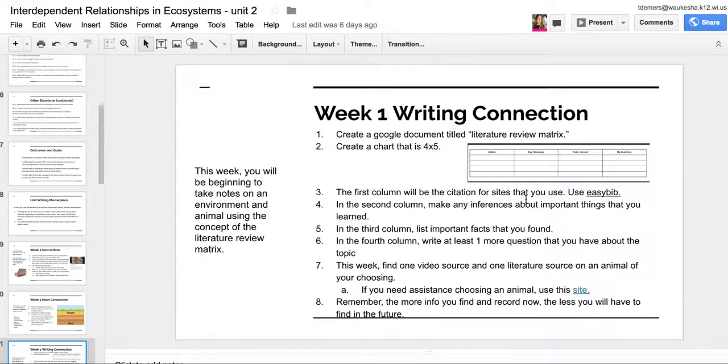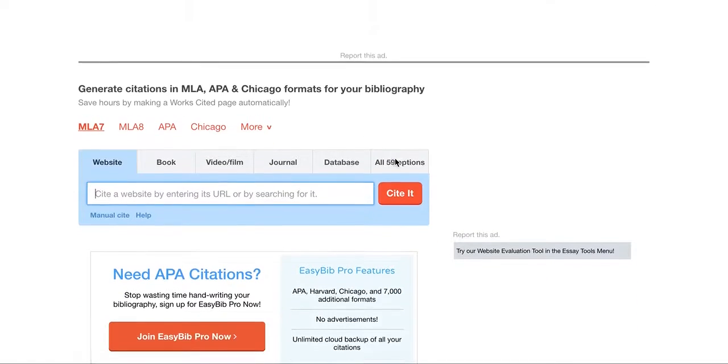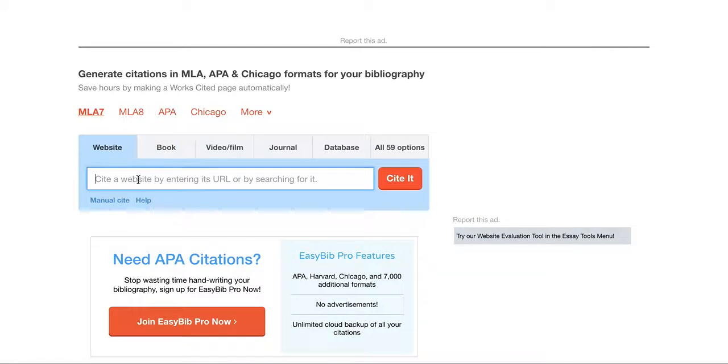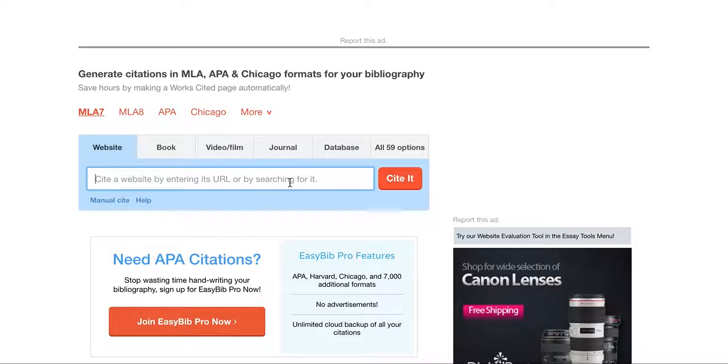The first column is the citation, so you're going to be using EasyBib for that. And again, once you go to EasyBib, you can do websites or books, and if you put it in the search box here, it should find it, but make sure you use the exact citation and you're in either MLA or APA. Either one works for me.